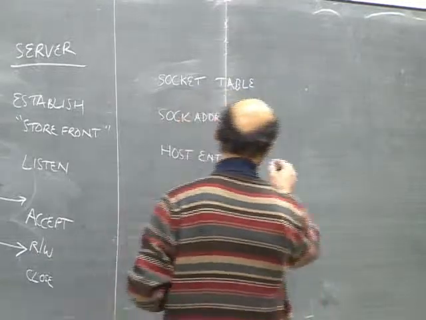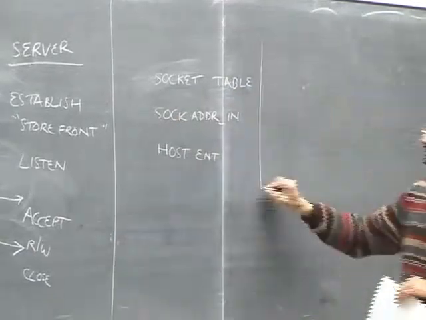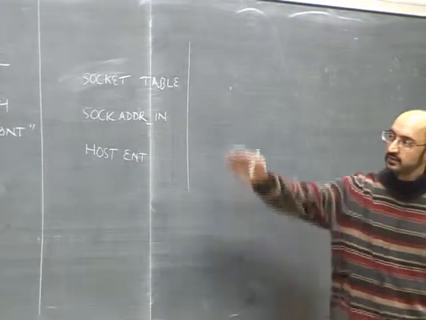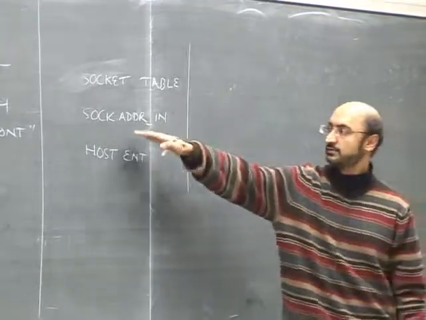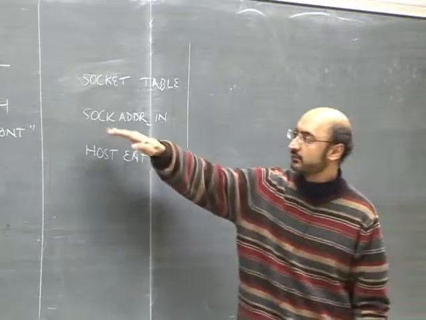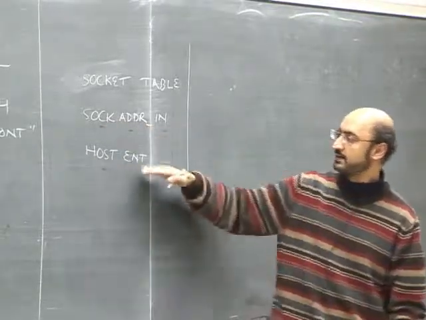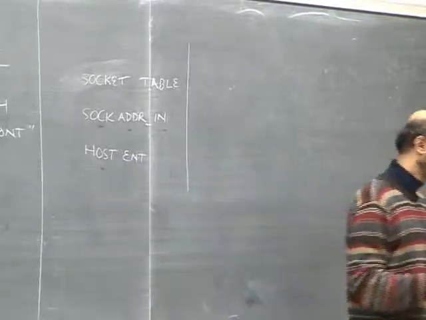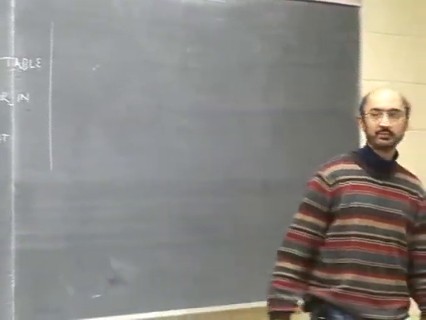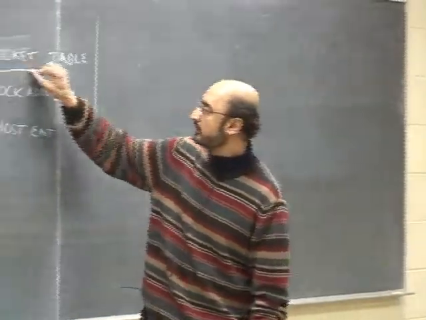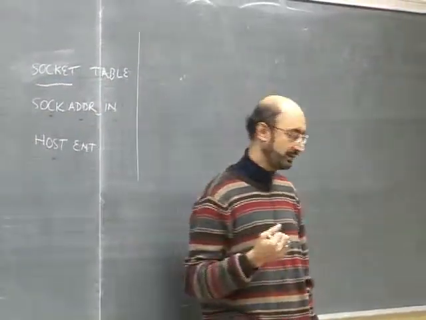So the three data structures that kind of encapsulate everything that we're going to do are called the socket table, the sockaddr_in, which sort of means socket address internet, and then the hostent, or host entity. And these names are a bit cryptic, but it doesn't really matter too much. First of all, let me talk about what is meant by socket and then what's meant by socket table.